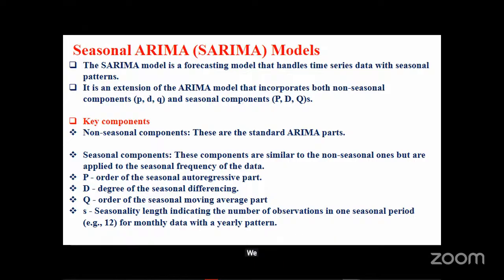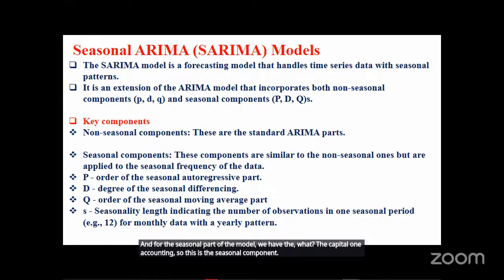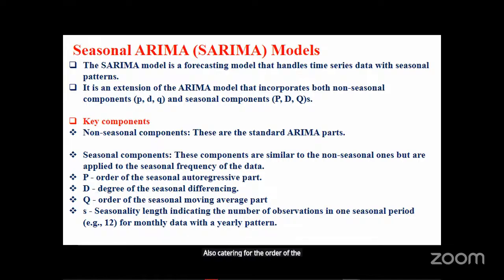For that, we have the small letters p, d, q accounting for the ARIMA part, and for the seasonal part of the model, we have the capital letters. This seasonal component caters for the order of the AR, the differencing, and the Q is for the moving average. Then S there is the seasonality length. Depending on the kind of data I'm analyzing, probably yearly data or monthly data, if it's monthly data, the period I'll be using will be 12, because I have 12 months in a year. Or let's say we have weekly data. So how many weeks do we have in a year?